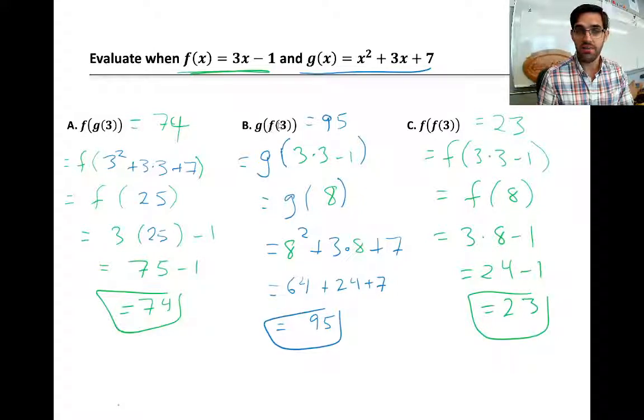Now I can do g of f of 3, which is similar to a, except 3 goes into f first and then goes into g. I'd write that because I would say, all right, f of 3 is going to be 3 times 3 minus 1, which is 8. And so then g of f of 3 is equal to g of 8. Well, I'm going to put 8 in for x in g, so we get 8 squared plus 3 times 8 plus 7, we get 95. Example C, we can do similar, except we're putting 3 into f twice. So 3 goes into f, we get 8. 8 goes back into f, we get 23.